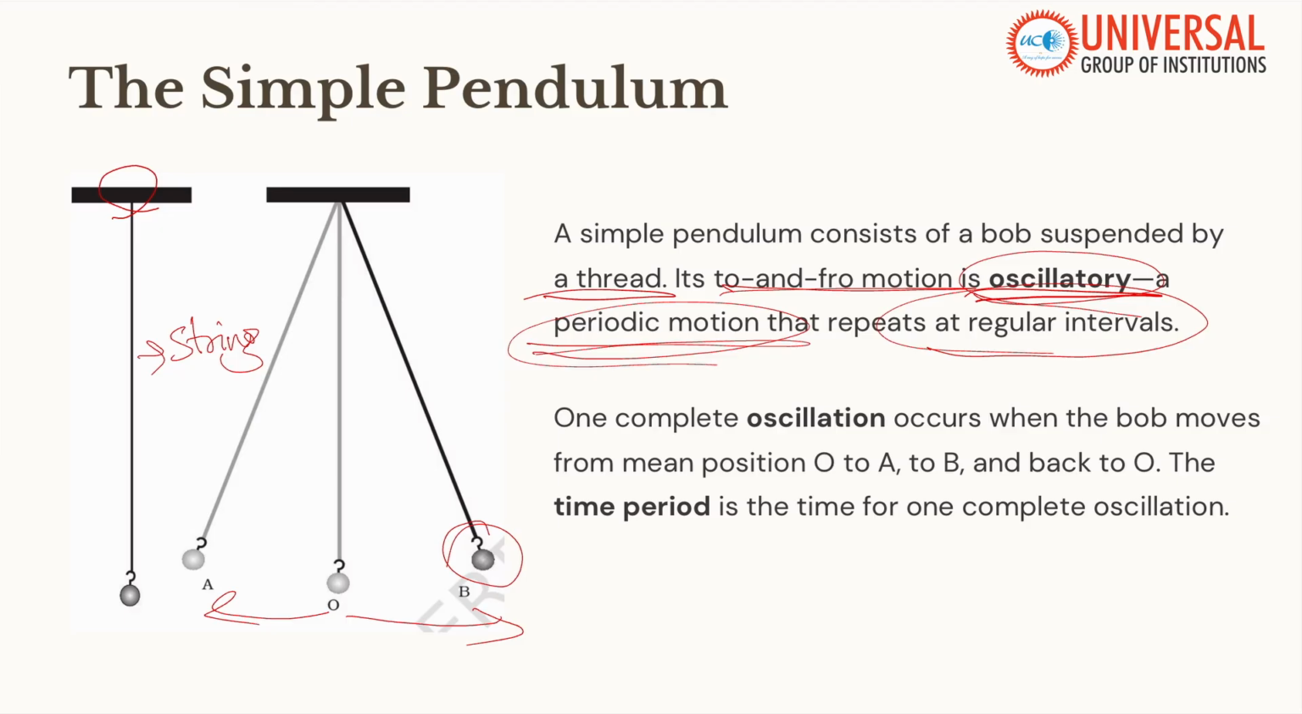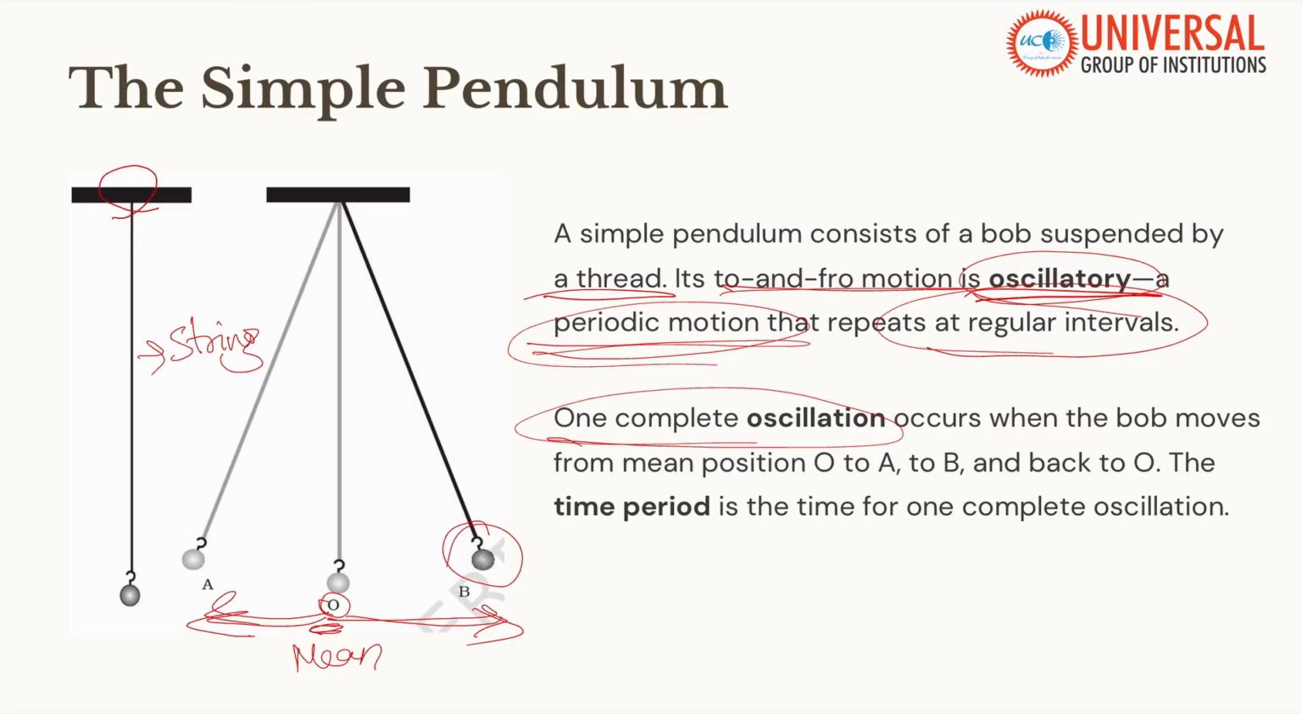One complete oscillation of a pendulum occurs when the bob moves from the mean position to one extreme position and then to the other extreme position and finally returns to the mean position. So if O is the mean position, it moves towards A, one extreme position, and again towards B, the second extreme position, and finally it comes back to the original mean position. That's when we know that it is one complete oscillation.